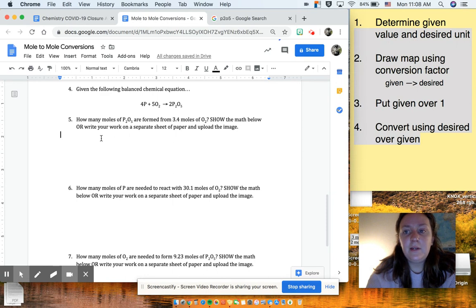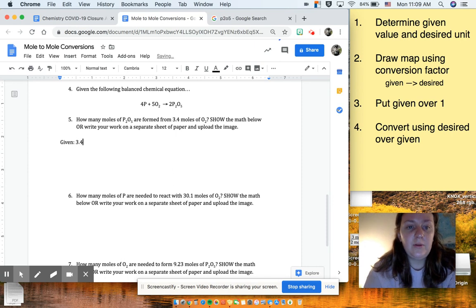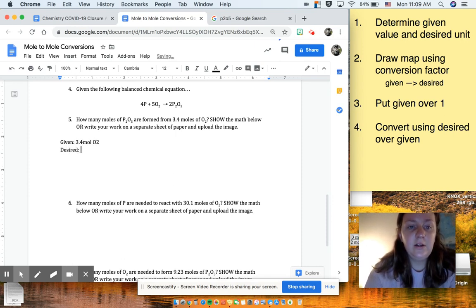So first step, I'm going to determine my given value and desired unit. So my given in this question, how many moles of P2O5 are formed from 3.4 moles of O2? So 3.4 mole O2 is my given, and my desired, trying to figure out how many moles of P2O5 are going to be formed from that, right?